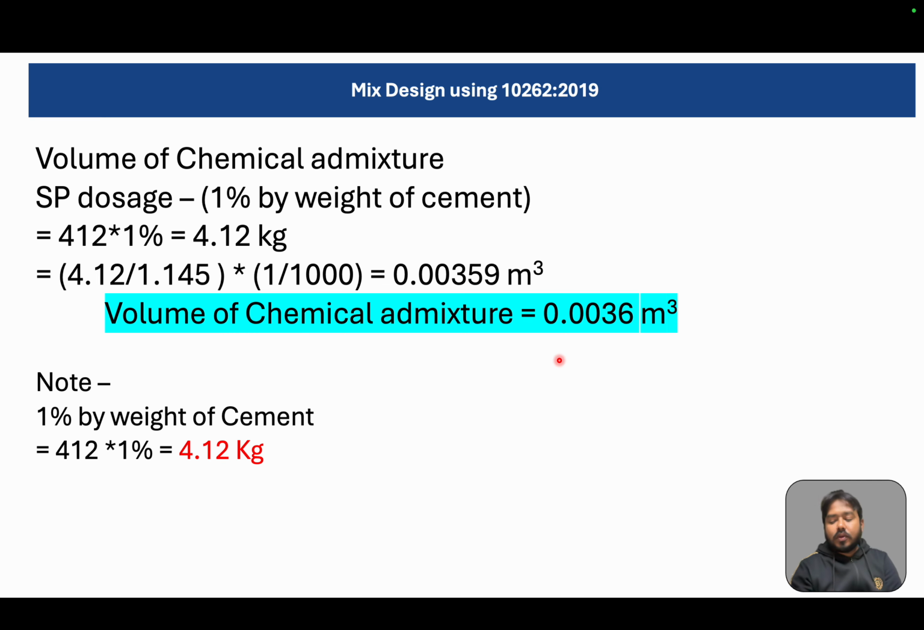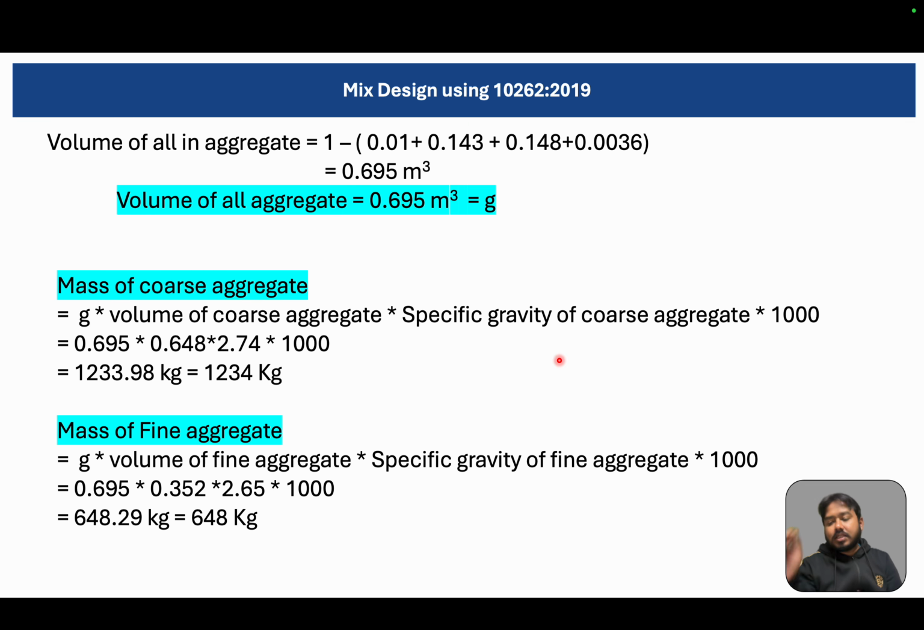After that, your next step: everything, all the ingredients, we consider as 1 meter cube, right? So you have calculated first your air content, second your cement content, then your water content, and finally the volume of your superplasticizer. If I sum all these ingredients and subtract from 1, what will I get? I will get the aggregate content, the total aggregate. It will be a summation of fine aggregate and coarse aggregate.